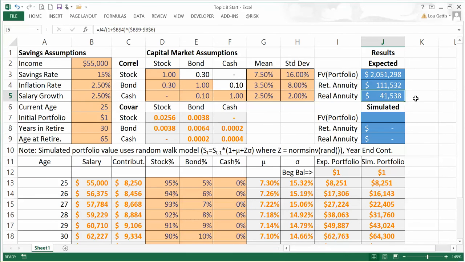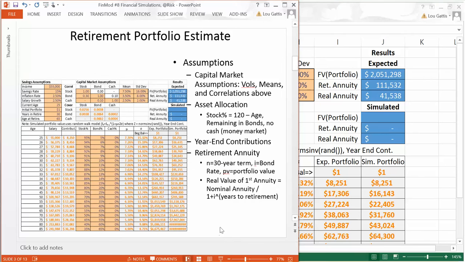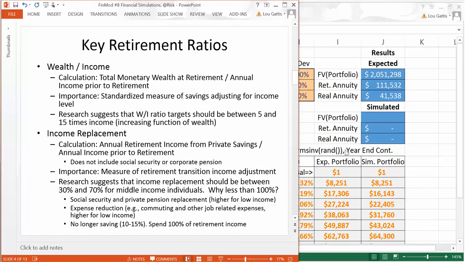Right, so that's like retiring on $41,000 a day, and that's all about the general price level increases of 2.5%. So now I have the expected portfolio value of $2.05 million, and you'll generate a retirement annuity of $111 expected, and in real terms that's $41,000. So that's my model. We're going to calculate a couple key ratios in retirement planning.